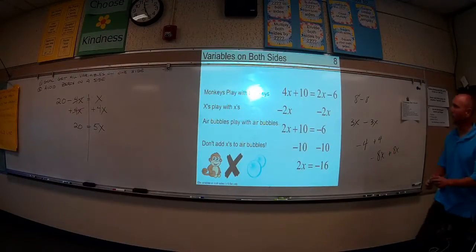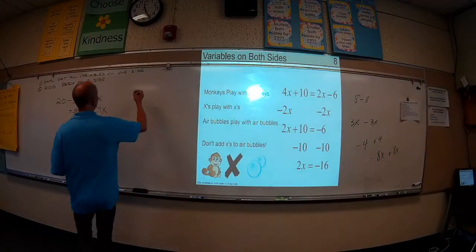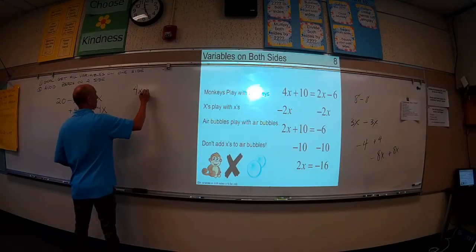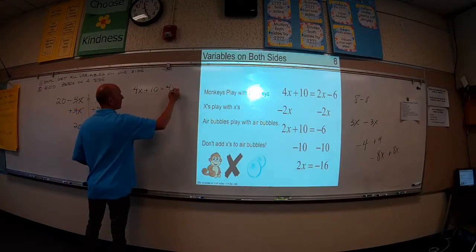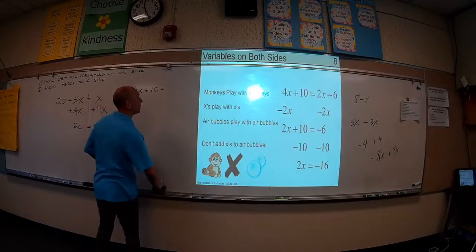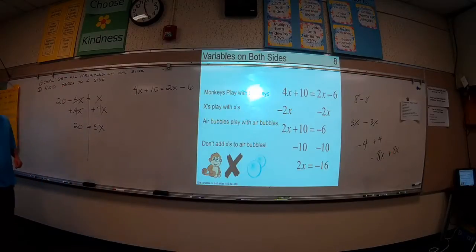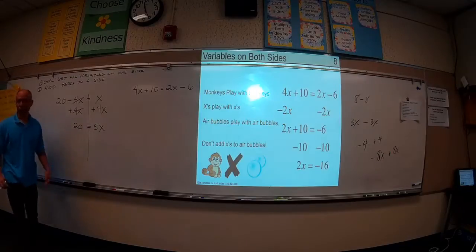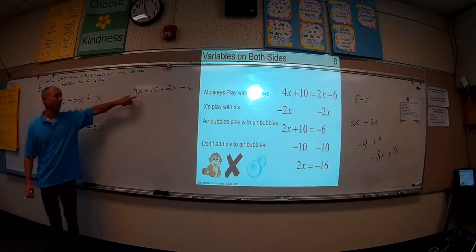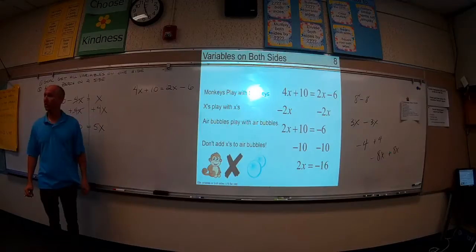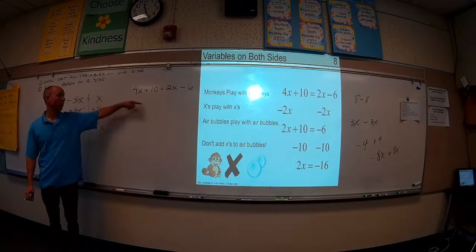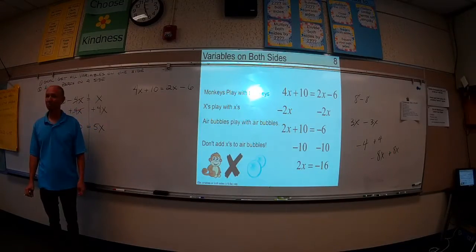Okay, got it. We're doing 4x plus 10. This is what we're doing. 4x plus 10 equals 2x minus 6. My goal is to get all the variables on one side. I have options. You want to move the 4x or you want to move the 2x? Why do you say the 2? Because if you move it, there's still going to be something on the other side. But if I move the 4, there's still going to be something on the other side.